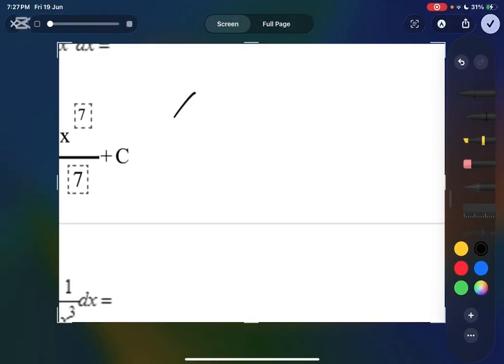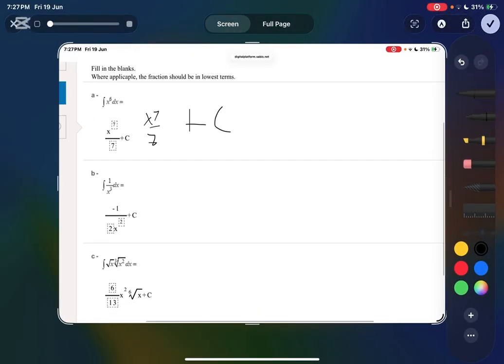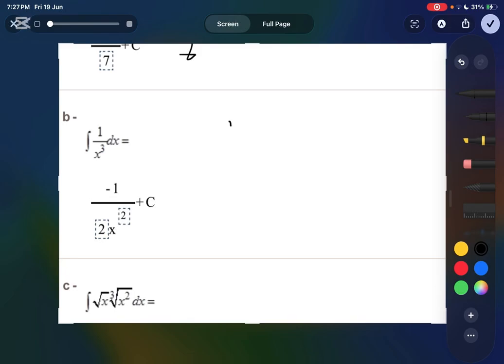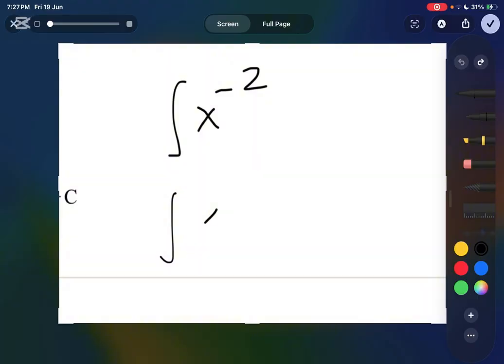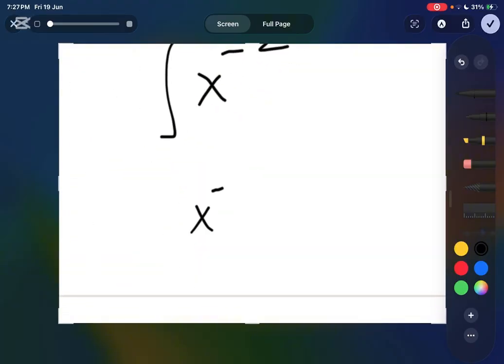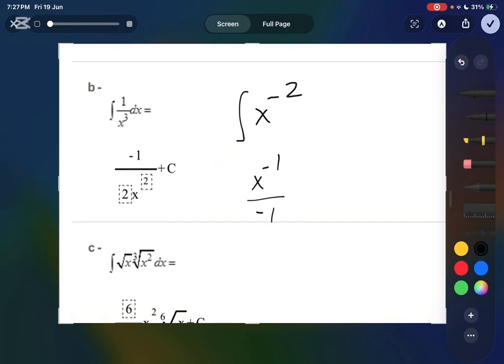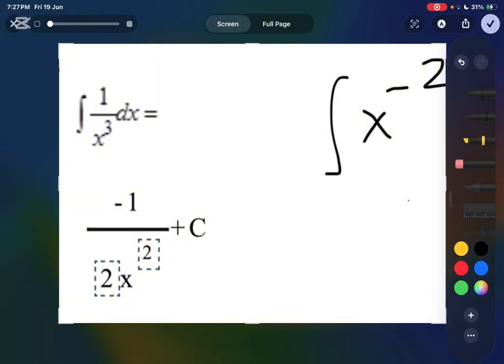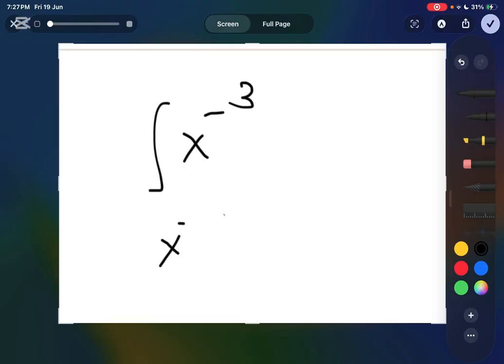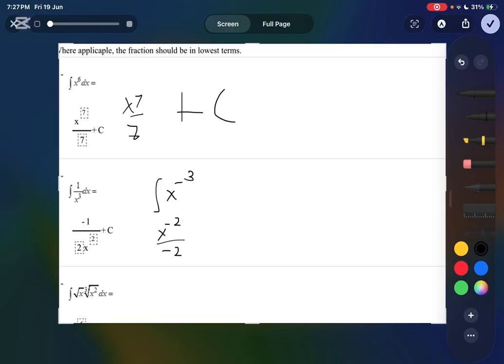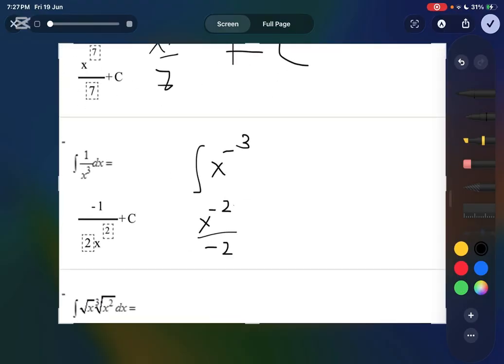Okay, now this is very easy. x^7 over 7 plus c. And this one, move it up, so it becomes the integral of x to the minus 2, and then it becomes x to the minus 1 over minus 1. Oh, it's 3, not 2. So now it becomes x to the minus 2 over minus 2, plus 1, plus 1 minus 2.